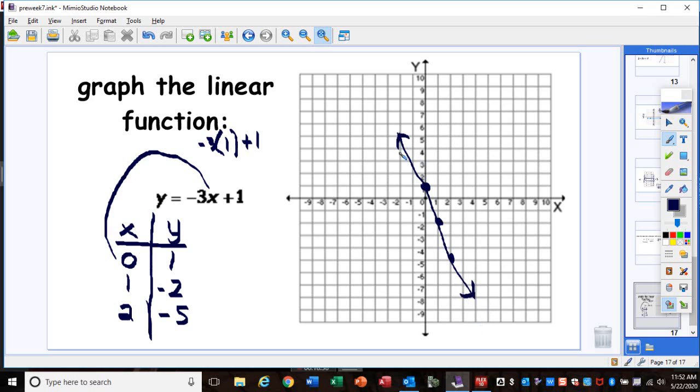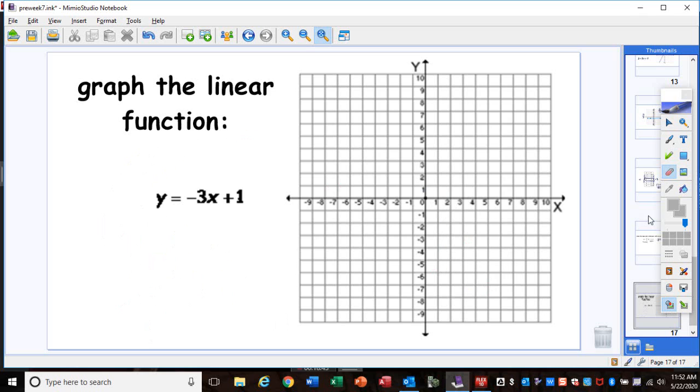Now, there's your line. Now, I'm going to show you this real quick. Let's take like 10 seconds. Imagine that you didn't have a t-chart. Remember the quick way to do this. You start at the b. The b is 1, so you put a point at 1. And the slope is -3. Now, remember, when you graph it, it's really -3 over 1. That 1 is positive. So from here, we're going to go down 3, because it's negative. We're going to go down 3, 1, 2, 3, and over 1.